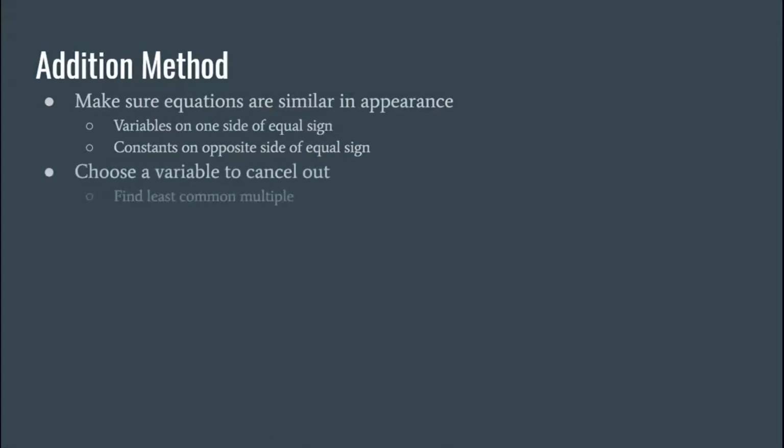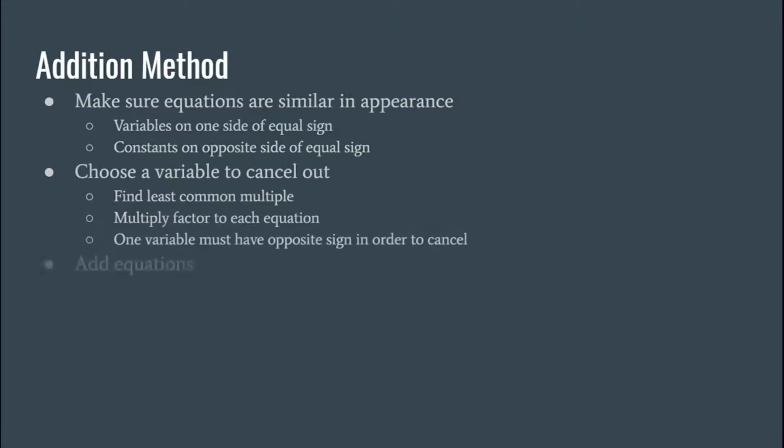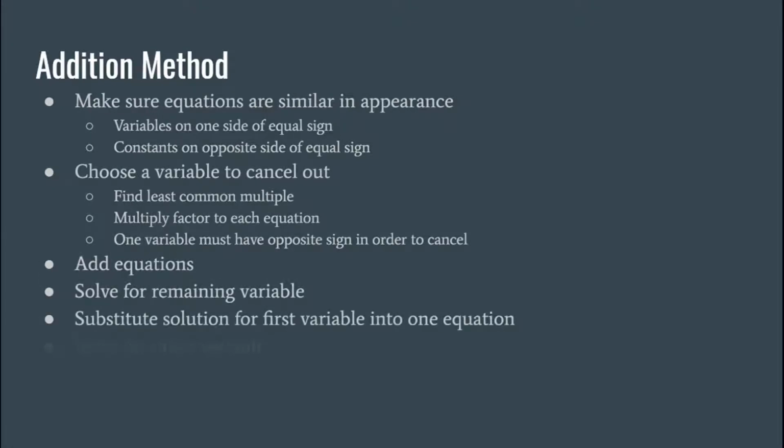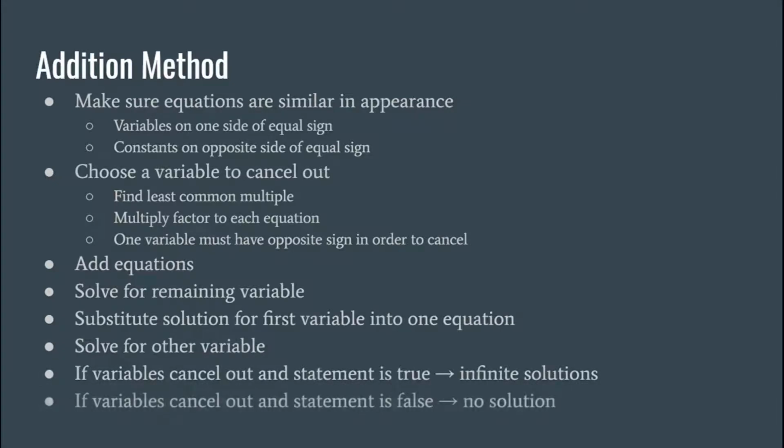The first thing you're going to want to do is make sure the equations look the same or similar, where you've got all your variables on one side and all your constants on the opposite side of the equal sign. Then you want to choose a variable to cancel out, and if they have the same signs in each equation for the variable you want to cancel out, then you need to make sure you multiply one equation by a negative value. If they have different coefficients, especially, you have to multiply by a factor to get to the least common multiple.